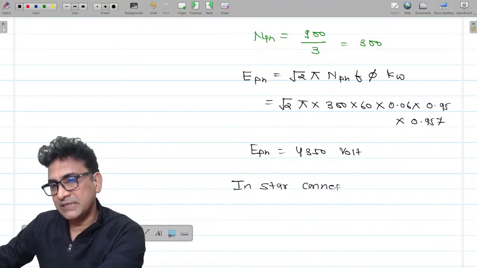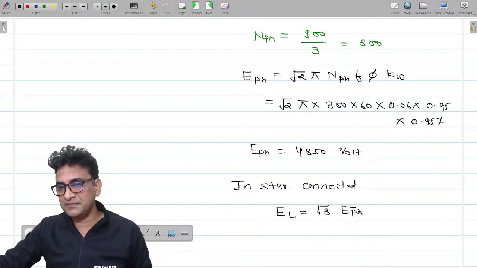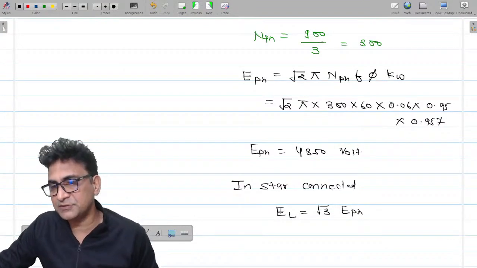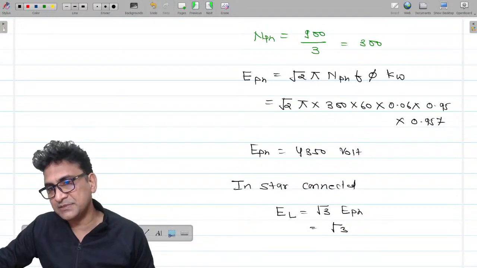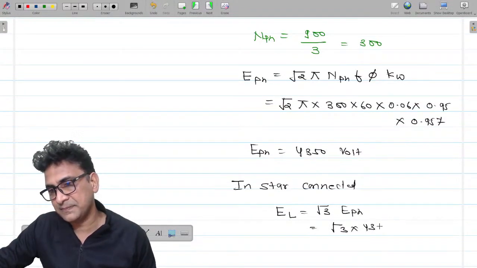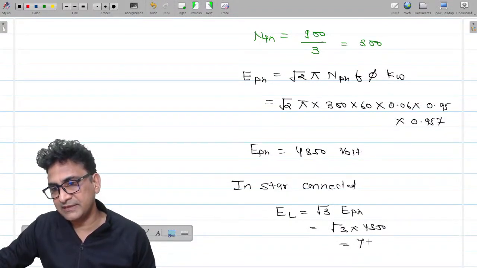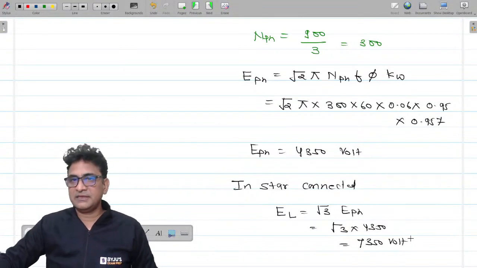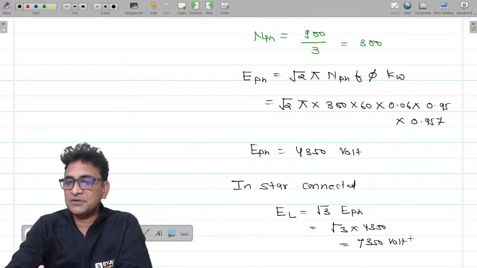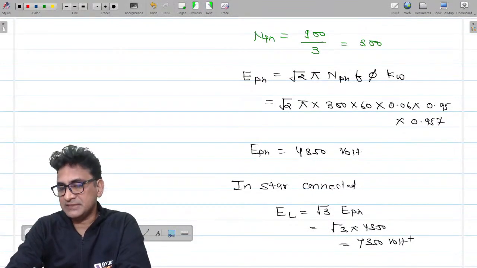Do not commit this type of silly mistake. That is why always read the question 2 times before giving the answer, because everybody gave the per phase induced EMF, but in this question they were asking about the line induced EMF. So it is root 3 times 4350. If you calculate, you will get 7350 volts. Is it clear? I always say, read the question 2 times before giving the answer.